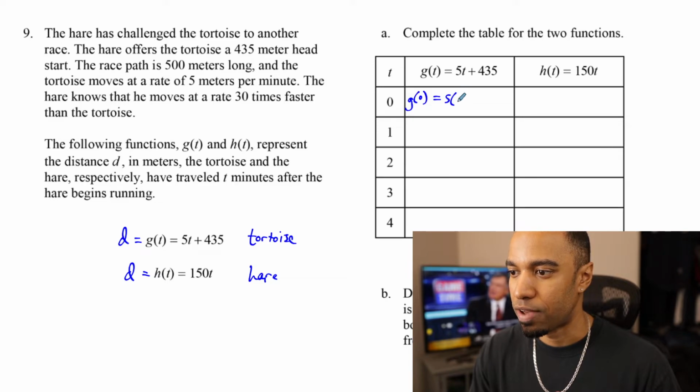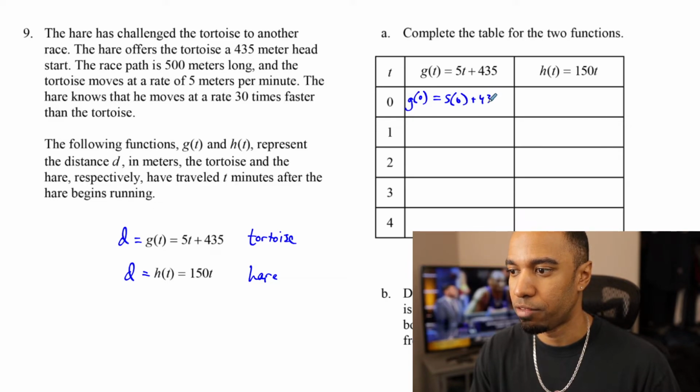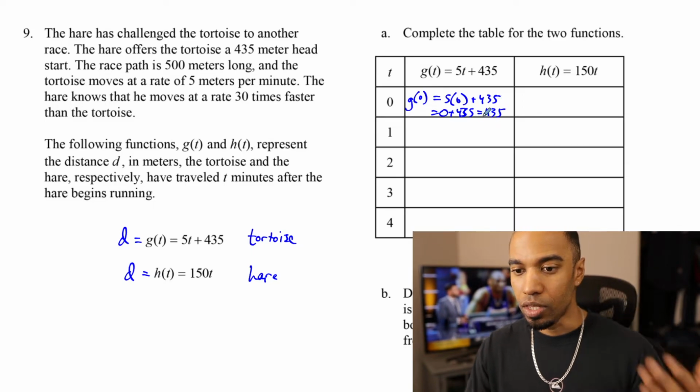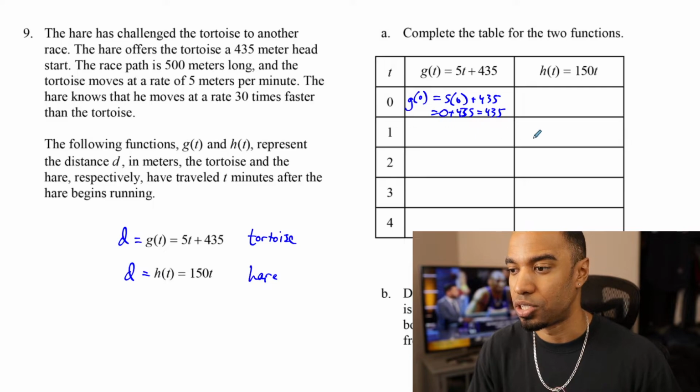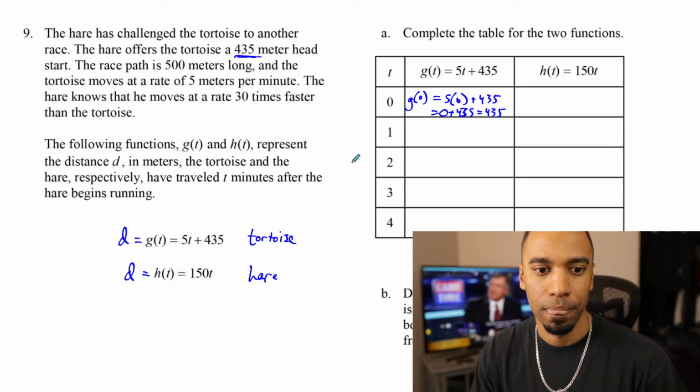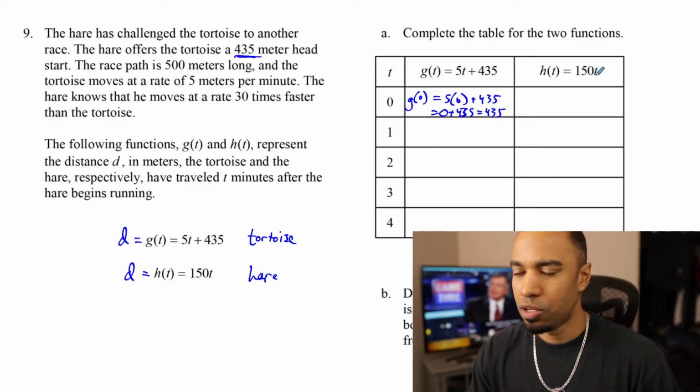G of 0 equals 5 times 0 plus 435. I'm not going to show the work each time. You're going to get it after some point. That's 0 plus 435, which is 435. So after 0 minutes, when the race begins, the tortoise starts out 435 meters ahead. That kind of represents what the problem tells you. H of t equals 150t.